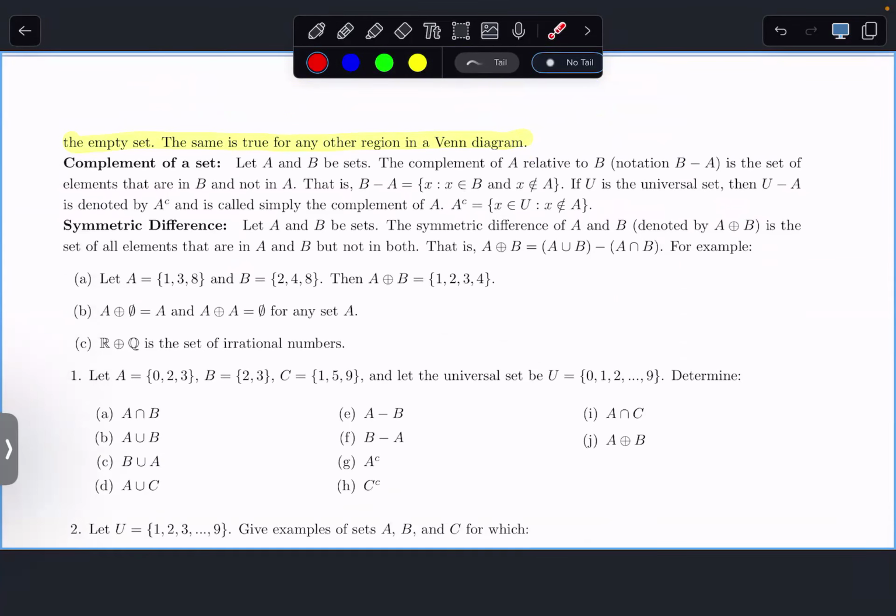What about the complement of a set? The complement of a set is the opposite of that set, right? It's all the elements that are not in A, for example. The complement of A relative to B, and usually we do it relative to the universal set, would be B minus A. You just take away anything that's in A. B minus A is the set of x's such that x is in B and x is not in A.